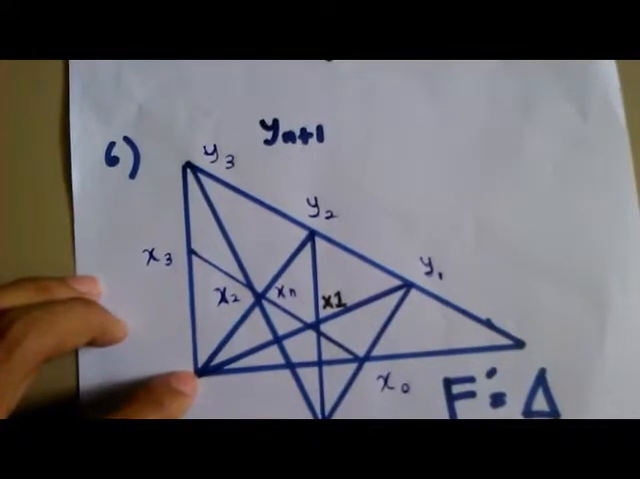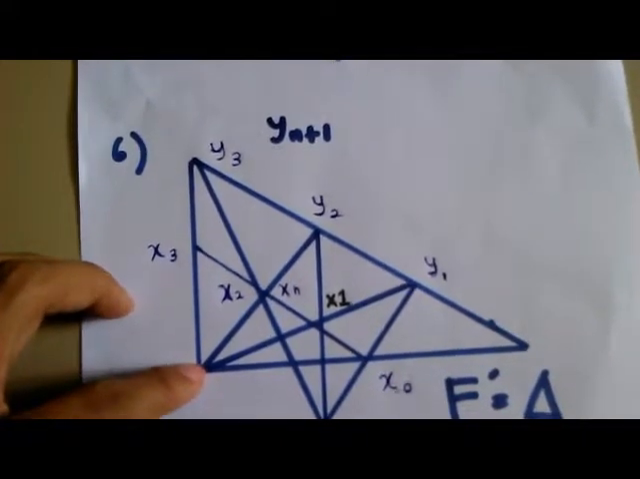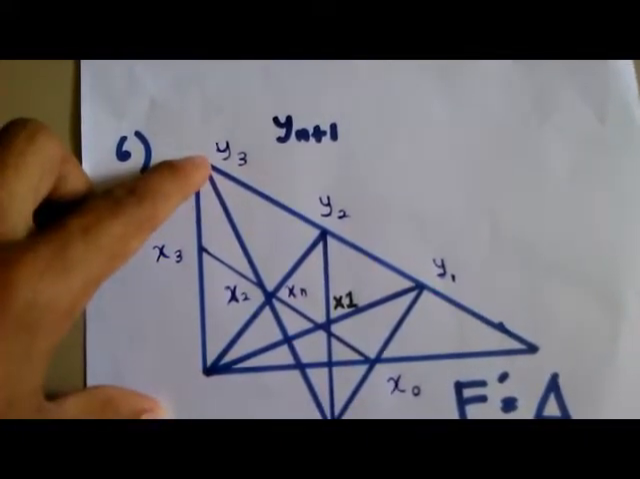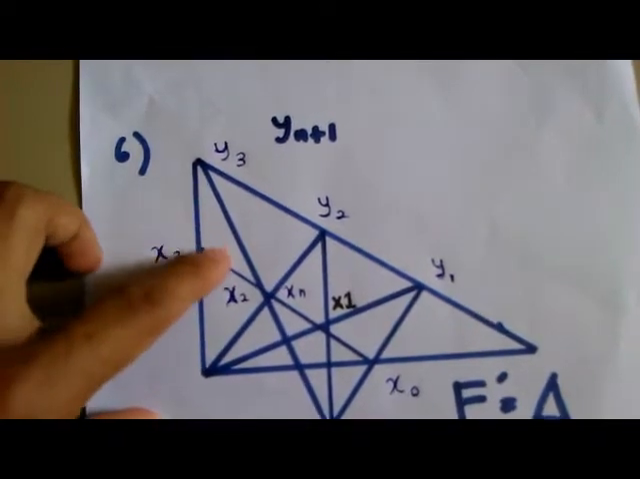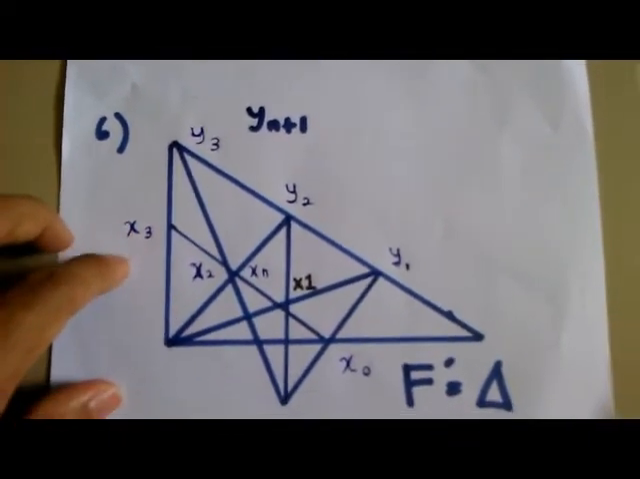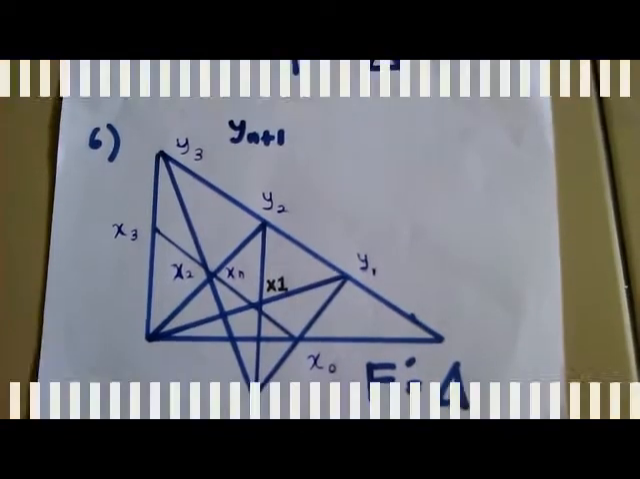And same as before, from the origin straight to the y3, and the intersection here is the value of x3. Okay, that's all. Thank you.